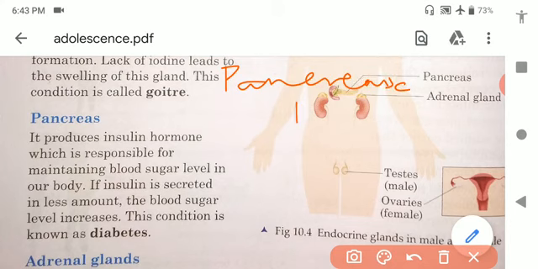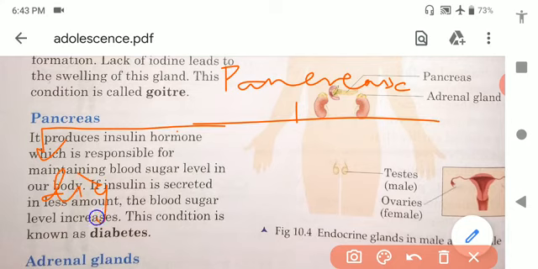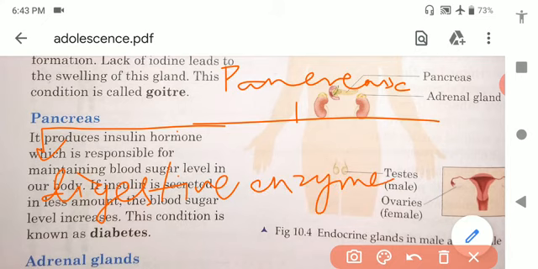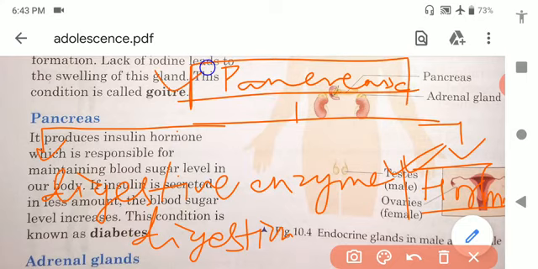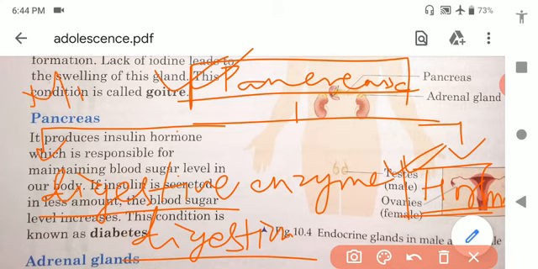One is digestive juices or digestive enzymes that help in digestion, but another function of the pancreas is to secrete certain hormones, and these hormones have several other functions. So we will talk about the hormones secreted by the pancreas. As the pancreas secretes both digestive juices as well as hormones, it is called a mixed gland.